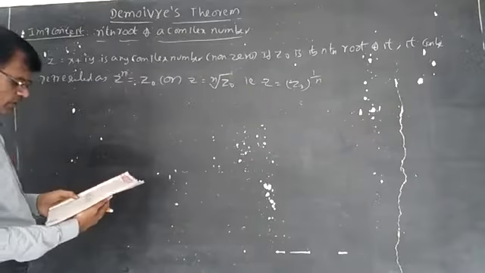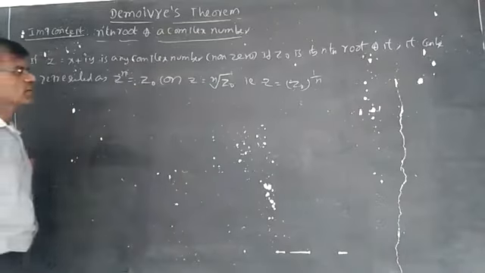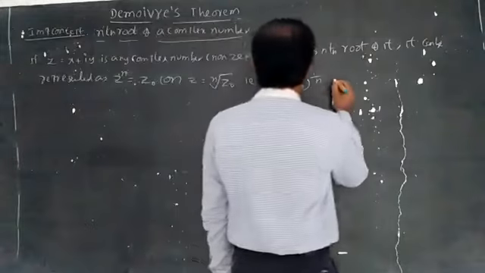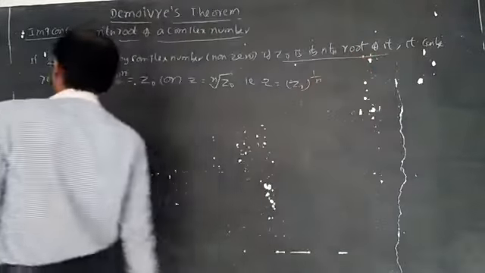So here z naught is called the nth root of the complex number. It is enough to say z naught is nth root of it.